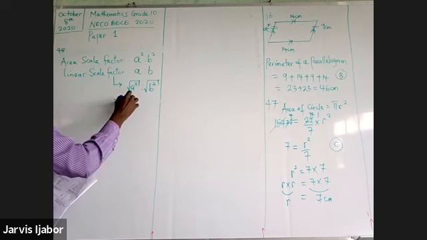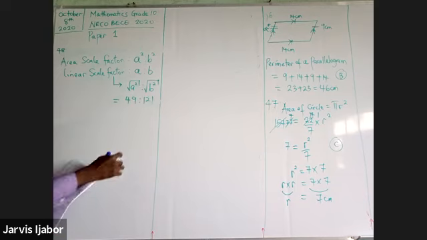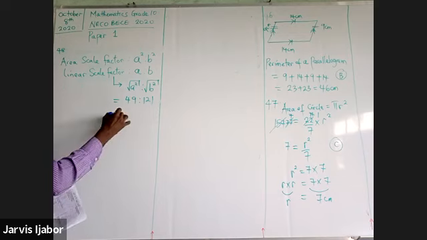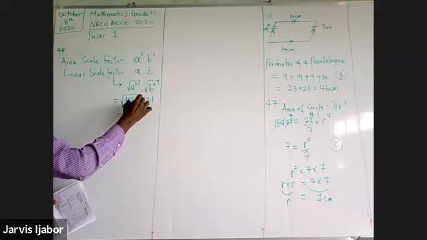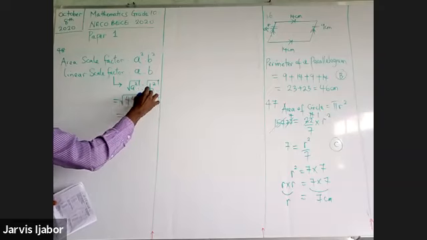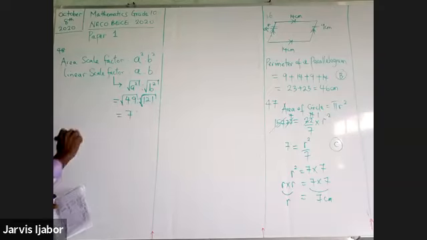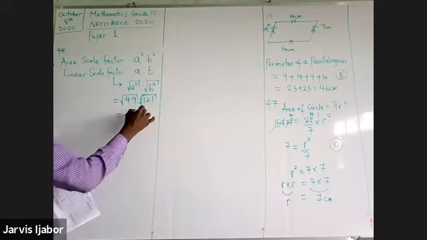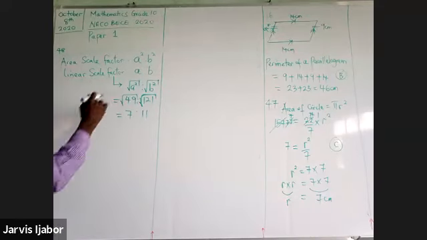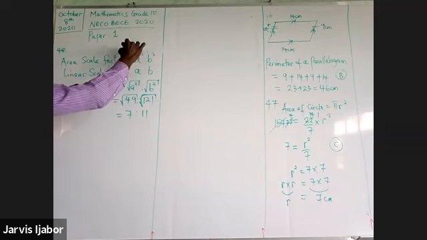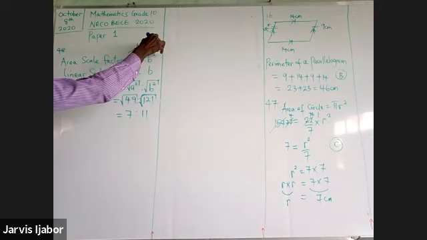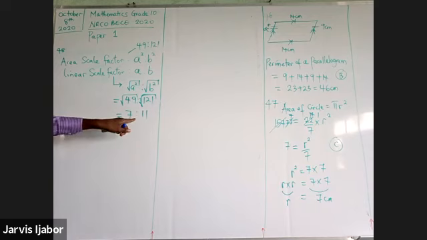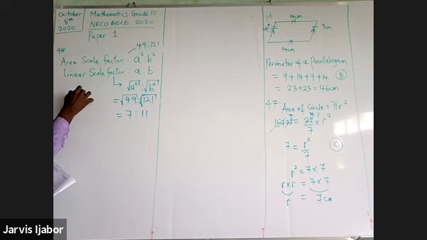that this is 49 is to 121. So what does that give us? What's the square root of 49? That will be 7. And what's the square root of 121? That will be 11. So if the area scale factor is defined as 49 is to 121, it will follow that the linear scale factor will be 7 is to 11. And that option obviously will be what? Okay, so that takes care of that.